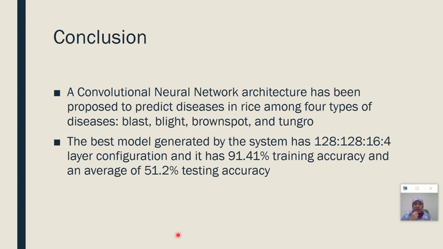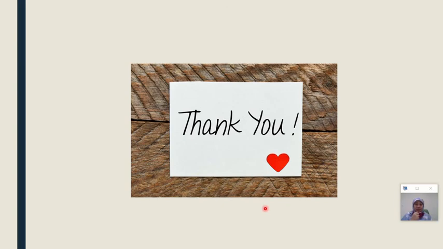As a conclusion, a CNN architecture has been proposed to predict diseases in rice among four types of disease: blast, blight, brown spot, and tungro. The best model generated by the system has a node size of 128 in each of the convolution layers. We use two convolution layers and two fully connected layers with the size of 16 and four final nodes. It has 91.41% in training accuracy and an average of 51.2% in testing accuracy. That's the end of my presentation. Thank you.